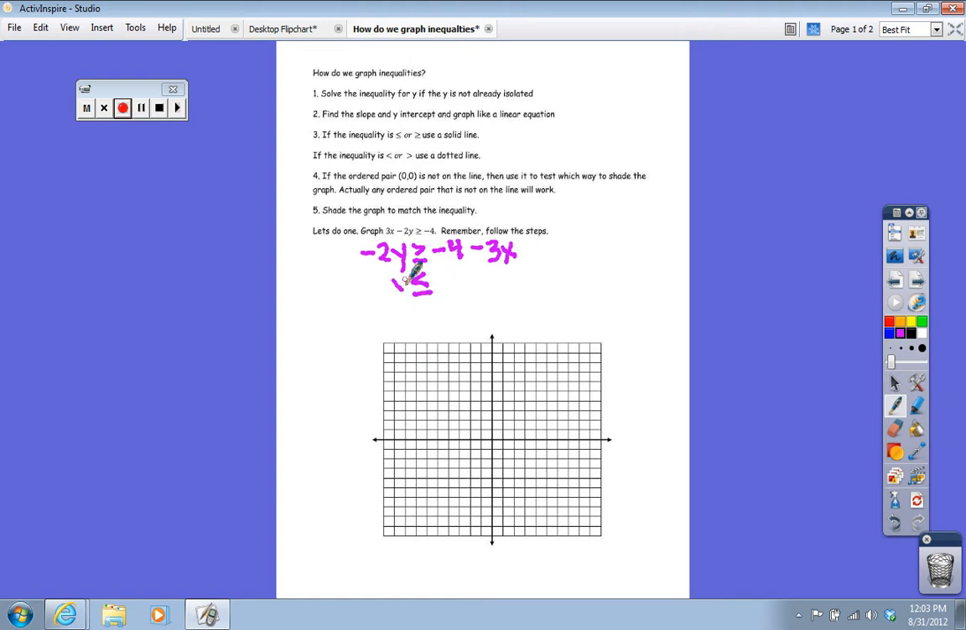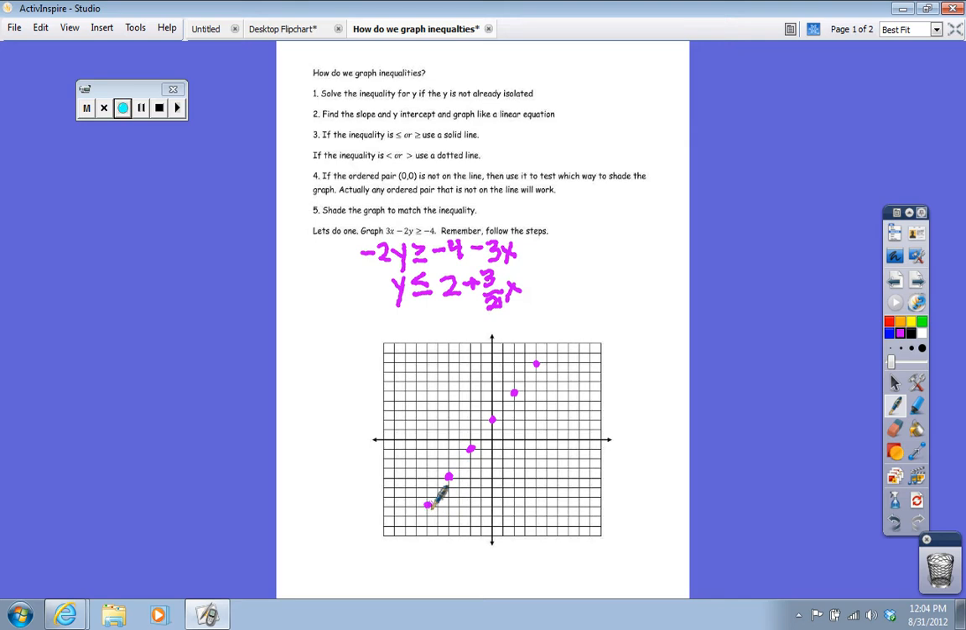So negative 2 divided by negative 2 is just a 1 coefficient. Negative 4 divided by negative 2 is 2. And a negative 3 divided by a negative 2 is a positive 3 halves. And that's our slope. We have slope with a 2 intercept. So now I can graph this line like an inequality with a y-intercept of 2. And then the slope is 3 over 2, 3 over 2, 3 over 2.